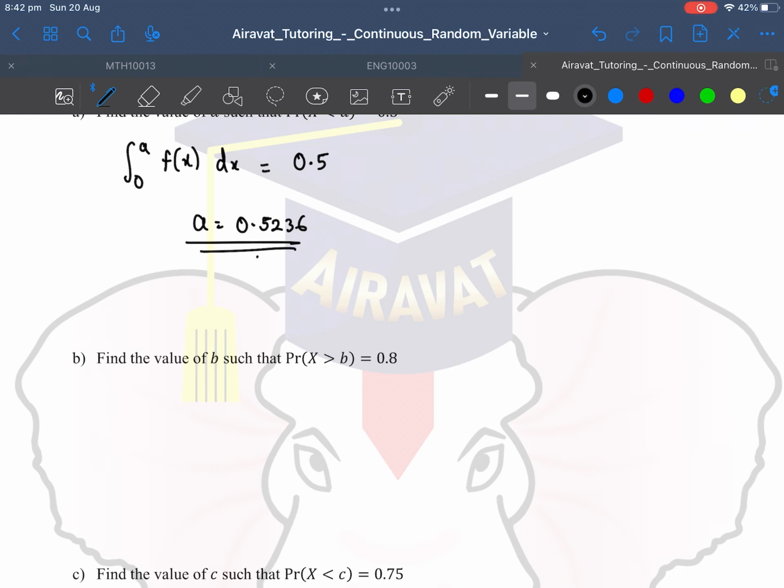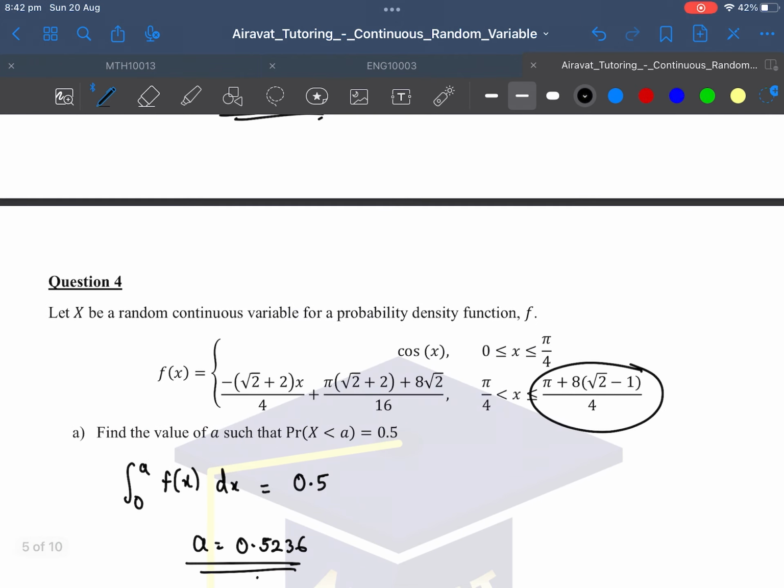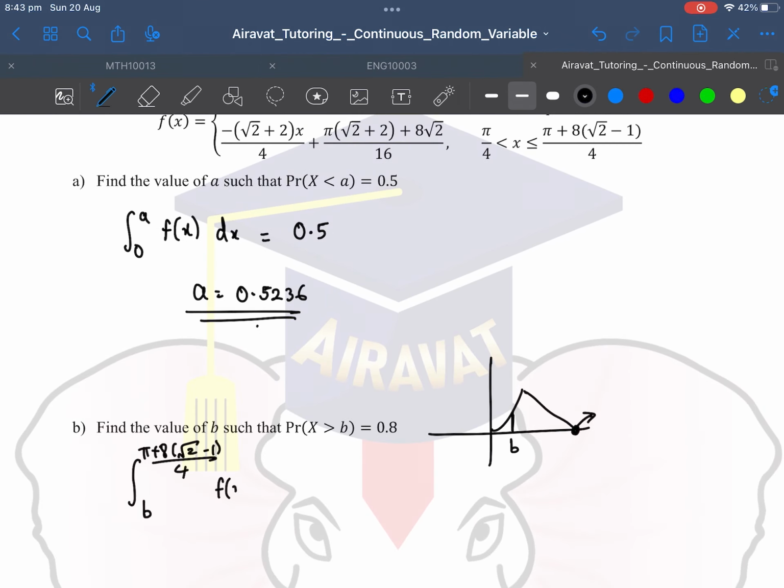That's good. Find the value of b such that probability of x is greater than b is equal to 0.8. So what's going to be our integral now? So b is going to be our lower bound now, because we want x greater than b. Let's say this is our function, and say that our b is going to be here. So we want this area to be 0.8, and of course b is going to be the lower terminal, and our upper terminal is going to be this, because this is where exactly the function ends. So let me just write that real quick. The integral of f of x dx is going to be 0.8.